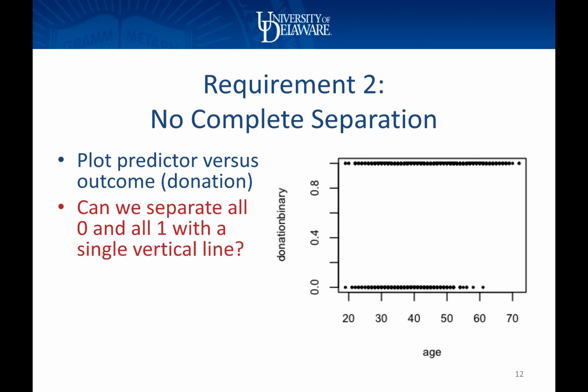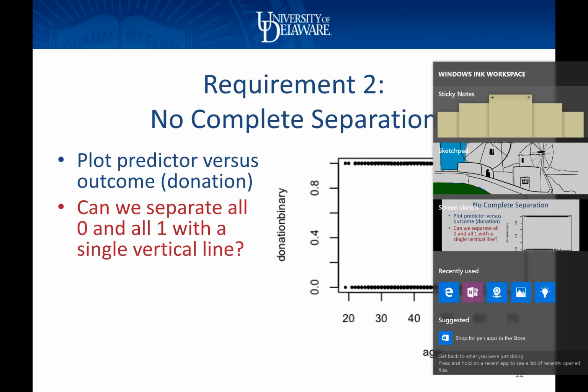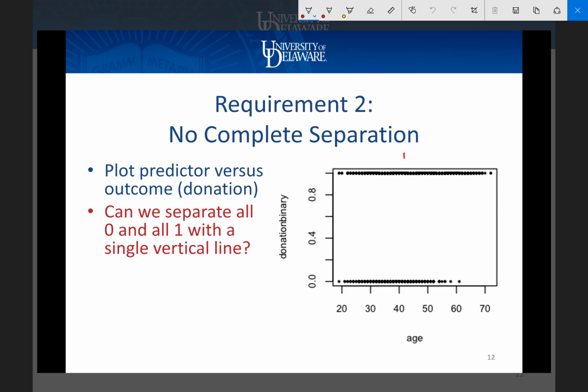So the question for how to tell if we have no complete separation is, can we separate all the zeros and ones with a single vertical line? So can I draw a vertical line such that everything to the left is a 0 or a 1 and everything to the right is the opposite? So here's an example line. Looking at this vertical line, we have ones here and we have zeros here, and we have ones here and we have zeros here. So we have not separated.